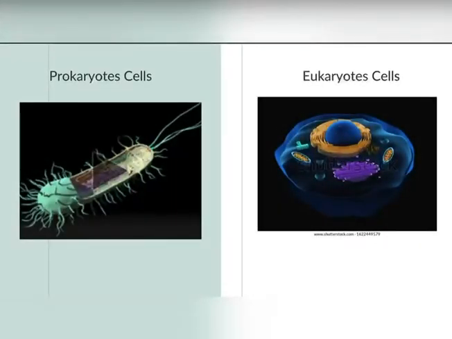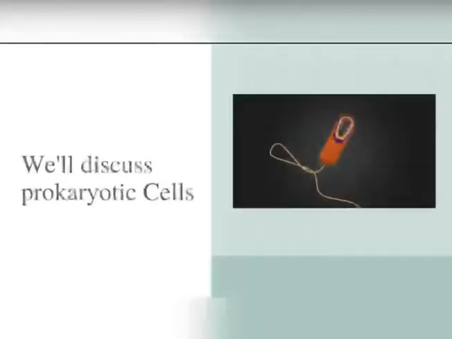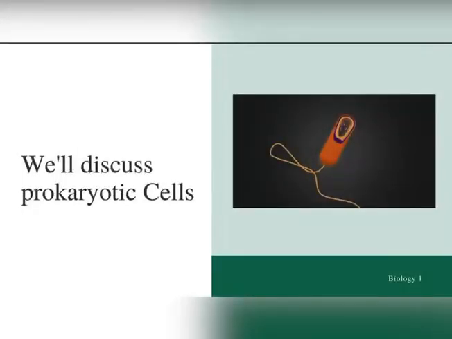A cell has two types, which are prokaryotic cells and eukaryotic cells. Each are present in certain creatures and have different structures and functions depending on where they are present. Today, I'll be discussing prokaryotic cells and focusing on the different aspects within the cell.